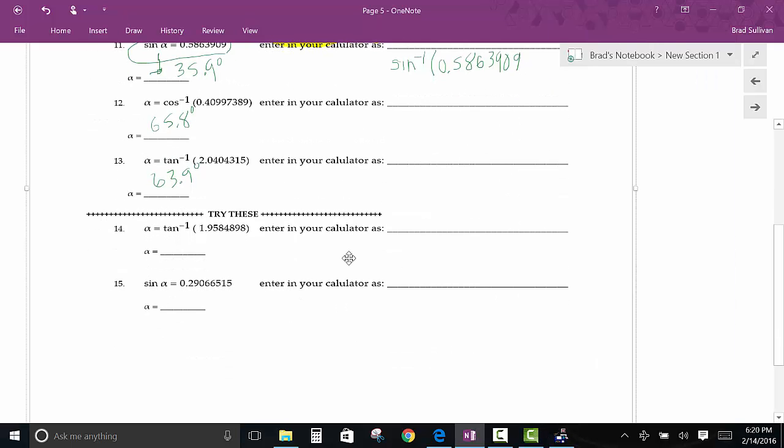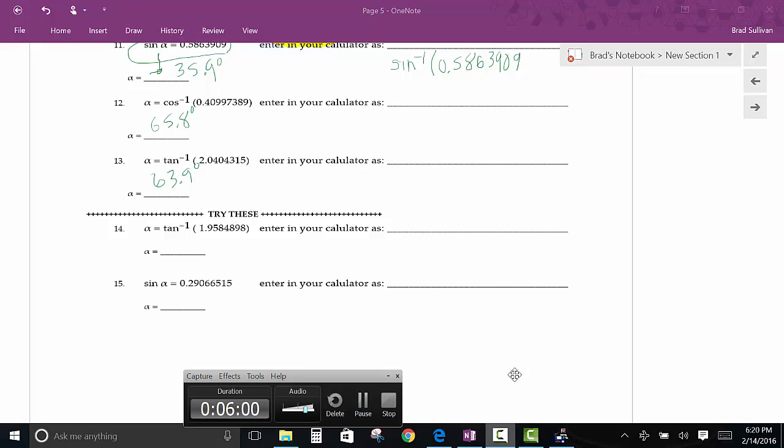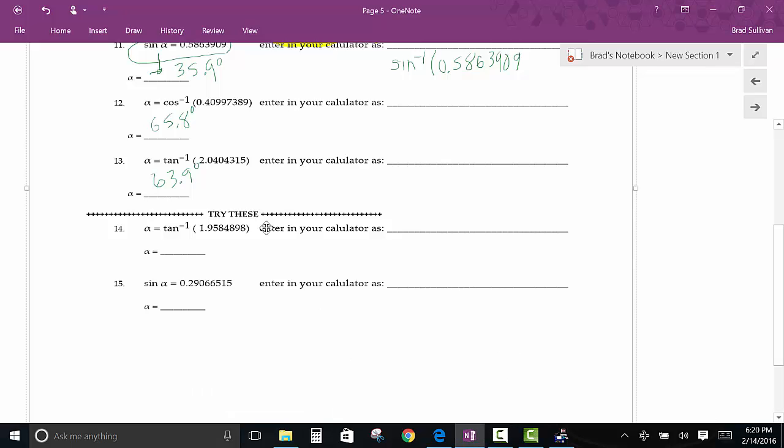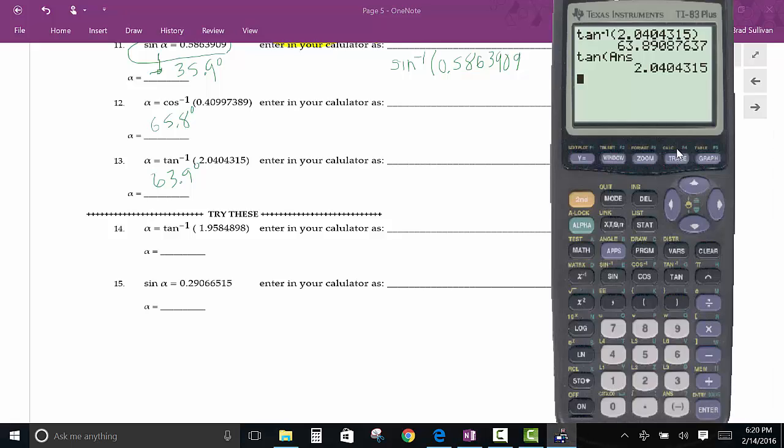Okay, so you can go ahead and pause right now if you want to and punch these in on your calculator and see if you get the right answer. All right, well, let's see how we did then. I'll just put these in. You can see if you got the same answer I got.